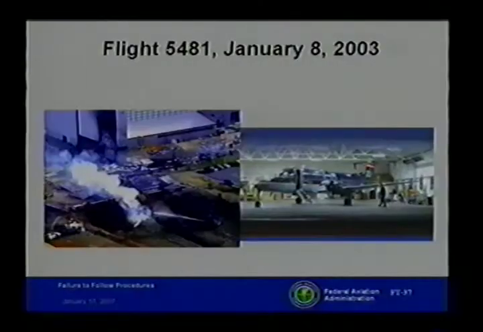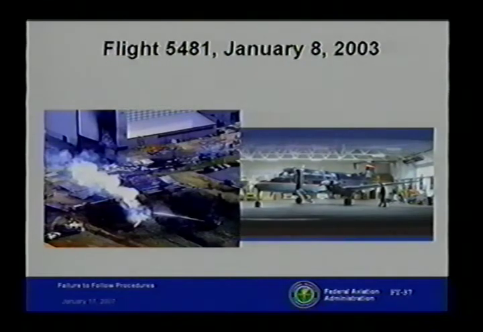We want to talk about one accident. This came from the NTSB. It was flight 5481, happened on January the 8th, 2003. This aircraft had been in maintenance, it came out of maintenance, and it had flown several flights, and there were several legs where the aircraft was handed off to the other crew, and in that period of time, they would say that the aircraft was flying good. It had flown well.